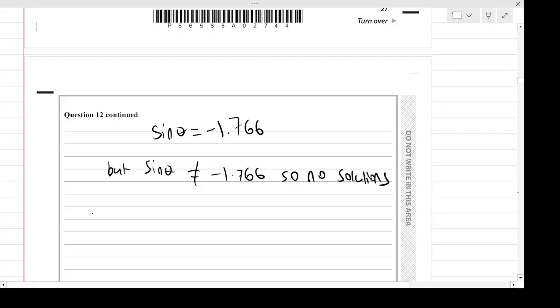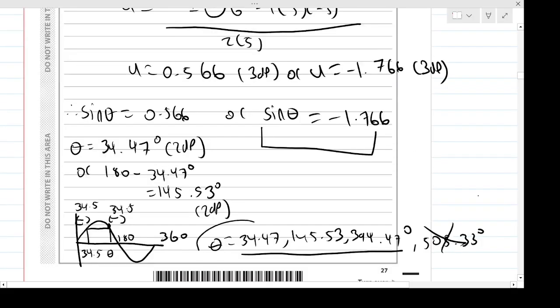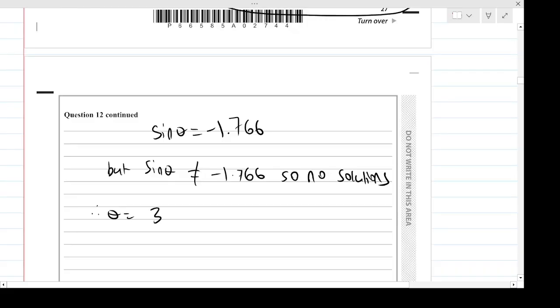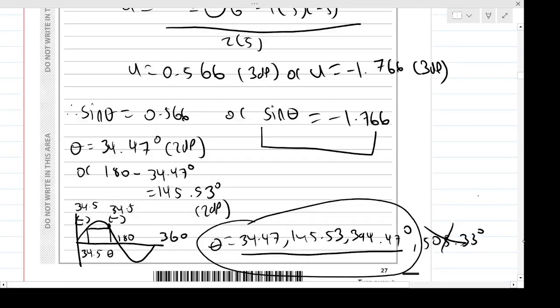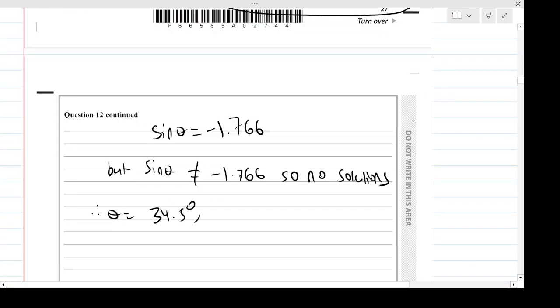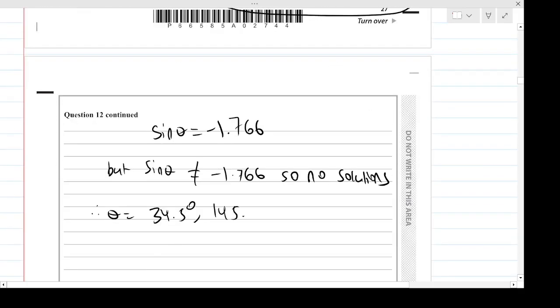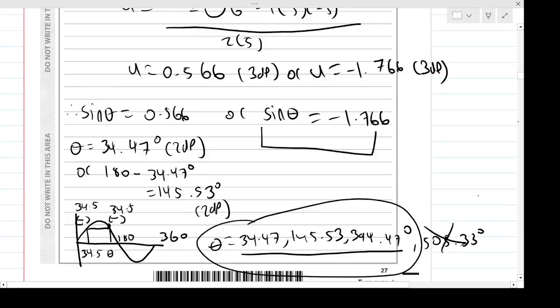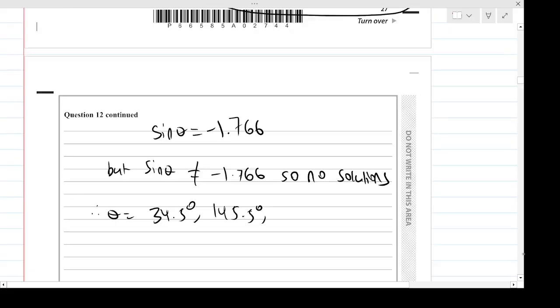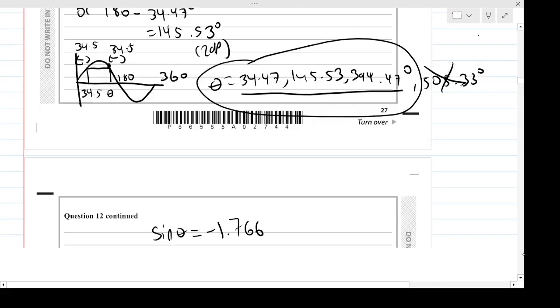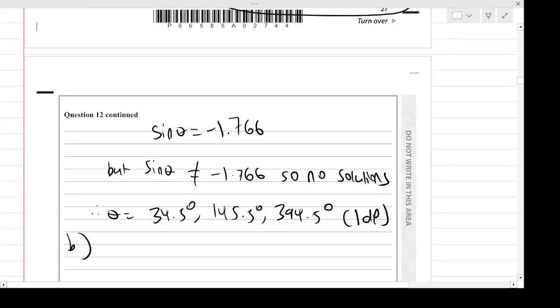So that means in general the only solutions come from my first equation here. So theta to 1 decimal place is 34.5, 145.5, and 394.5 to one decimal place. And that is my solution.